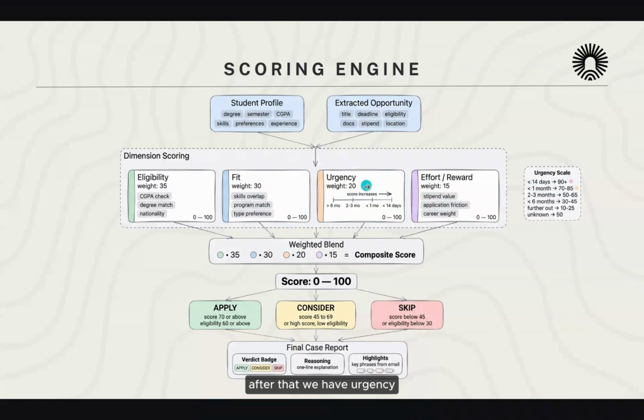After that, we have urgency, weighted at 20%, which is basically scoring the days. As the deadline gets nearer, the weight of urgency is higher. We scale it from 0 to 100, and effort covers the stipend value, application friction, career weight, etc. All these weights are then calculated to give the composite score, from 0 to 100. If the composite score is greater than 70 and the eligibility score is greater than 60, you can apply easily. If the score is less than 69 and the eligibility score is less than 60, we show the consider label. If the score is below 45 and eligibility is below 30, we give the skip label.